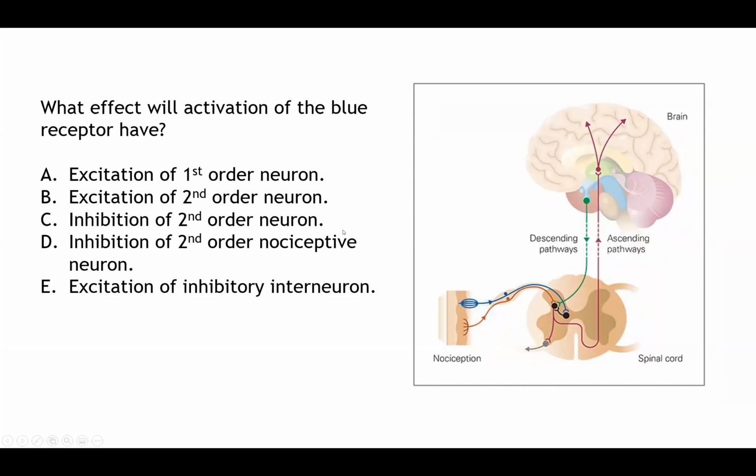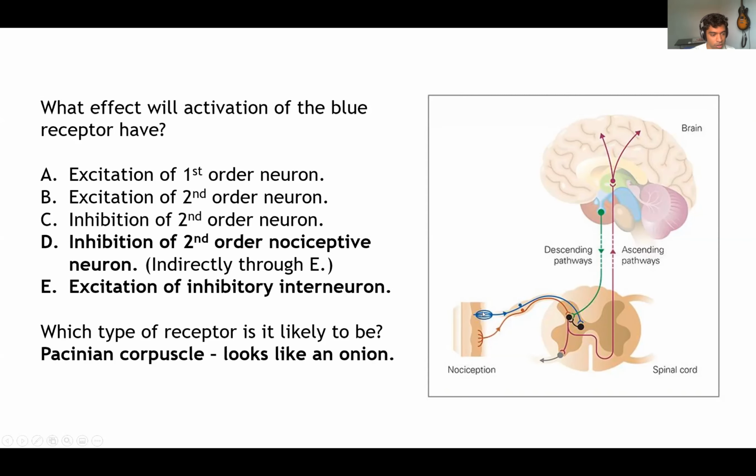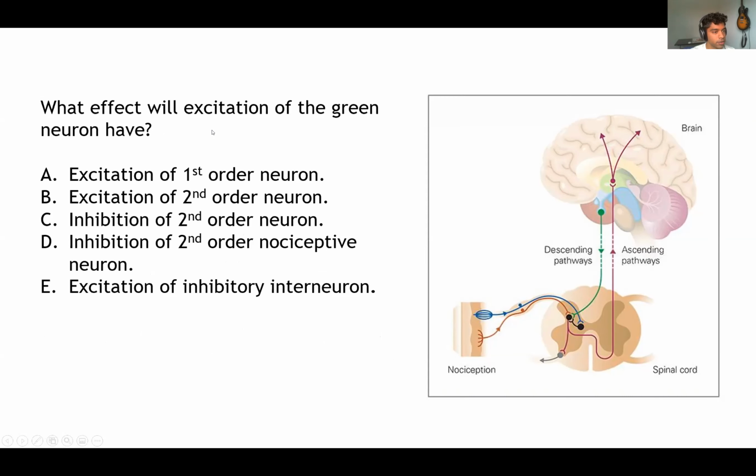What effect will activation of the blue receptor have? All right, should be D and E. So activation of the blue receptor will lead to that gate theory of pain, so the excitation of this inhibitory neuron, which decreases the amount of pain going back to the brain. And that would be a Pacinian corpuscle, which looks like an onion. What effect will excitation of the green neuron have?